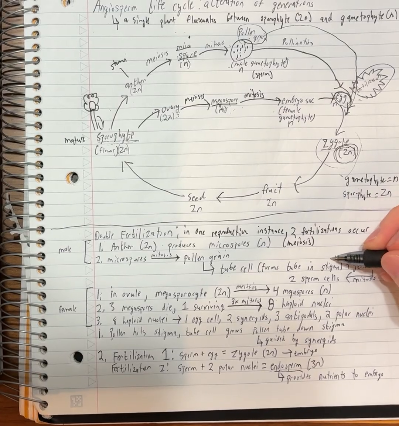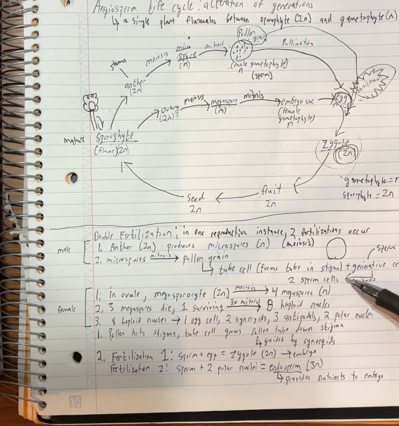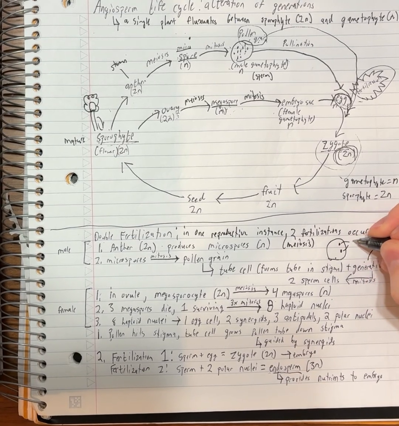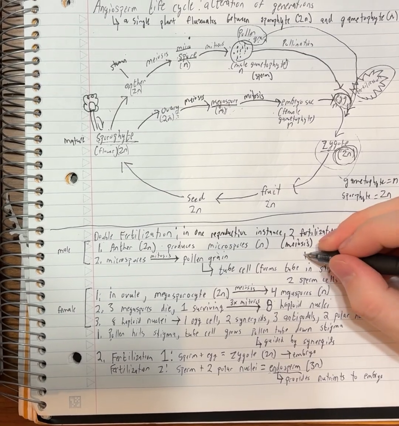So in one pollen grain, this generative cell will undergo one mitotic division and create two sperm cells. So we have our two sperm. And then we're also going to have a tube cell.